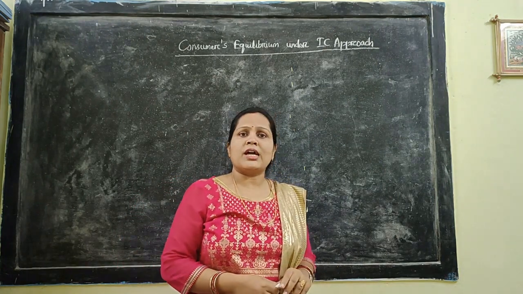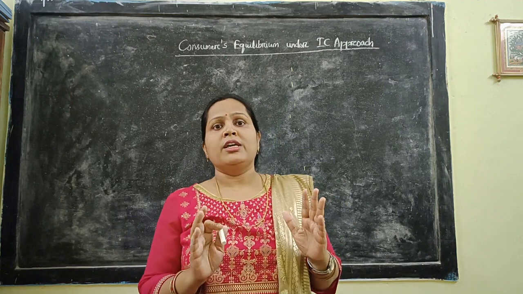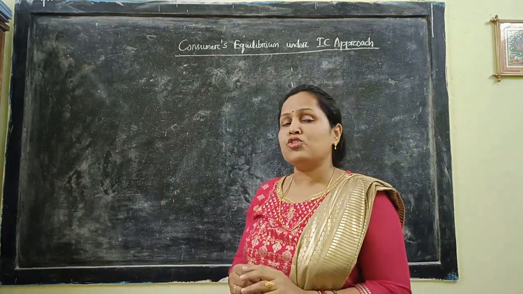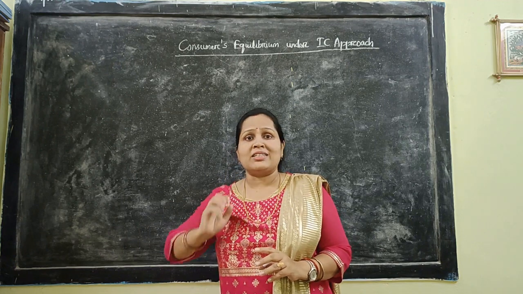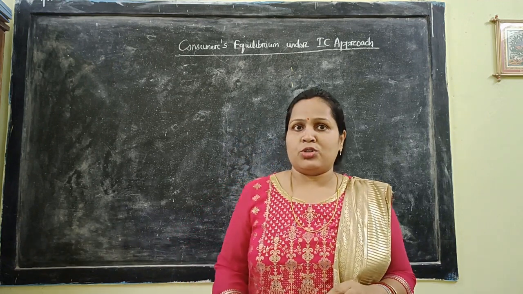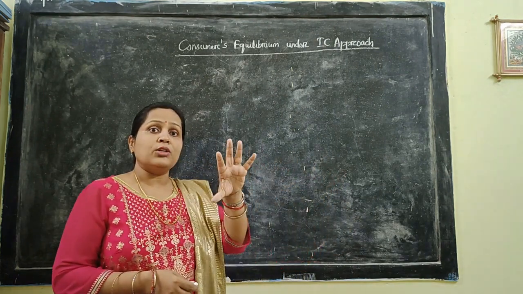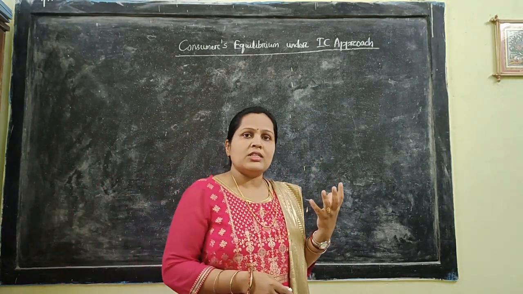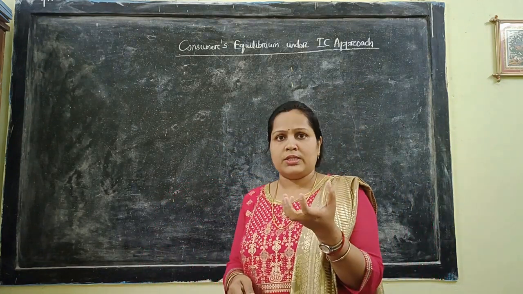When we start microeconomics, normally we start with consumer's equilibrium. What is consumer's equilibrium? It is how the consumer maximizes its level of satisfaction or utility. So the concept of utility, what is utility? Utility is the want-satisfying capacity of a commodity or service.